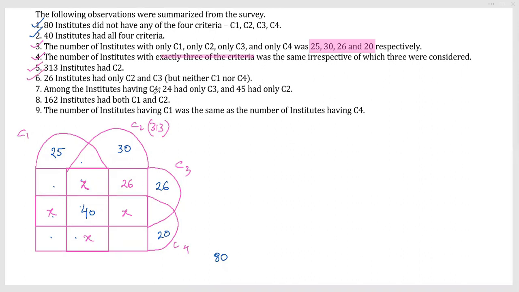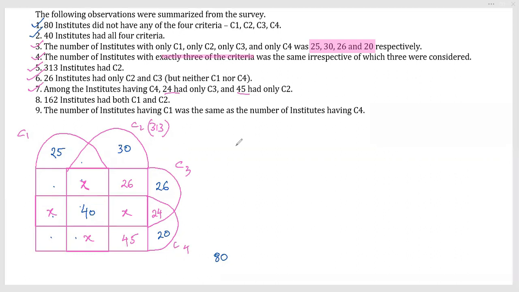Among the institutes having C4, 24 had only C3. Only C3, 24. So this is 24. 45 had only C2 with C4, which is this, 45 here. Taken. 162 institutes had both C1 and C2, these four.